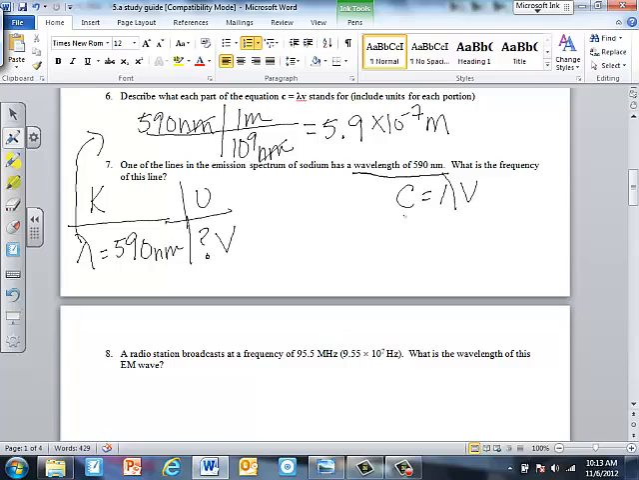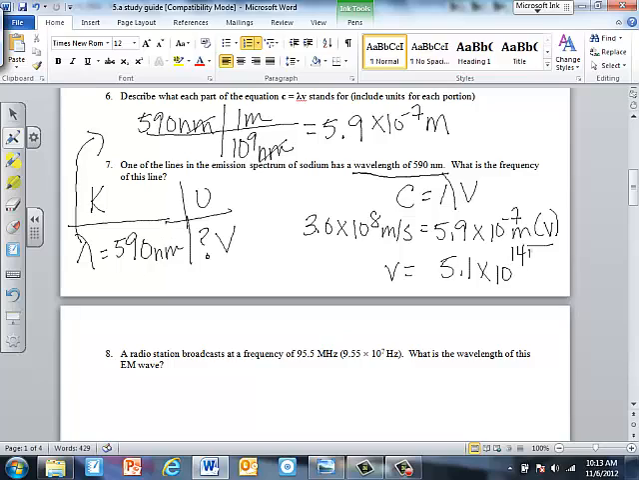Okay, now the other thing that we always know, and you will get these numbers, is that the speed of light is 3.0 times 10 to the 8th meters per second. That's why we have to have this in meters. We set it equal to 5.9 times 10 to the negative 7th times the v, which is what we're looking for, and in order to solve for it, we divide both sides by 5.9 times 10 to the negative 7th. And our answer here should be 5.1 times 10 to the 14th.